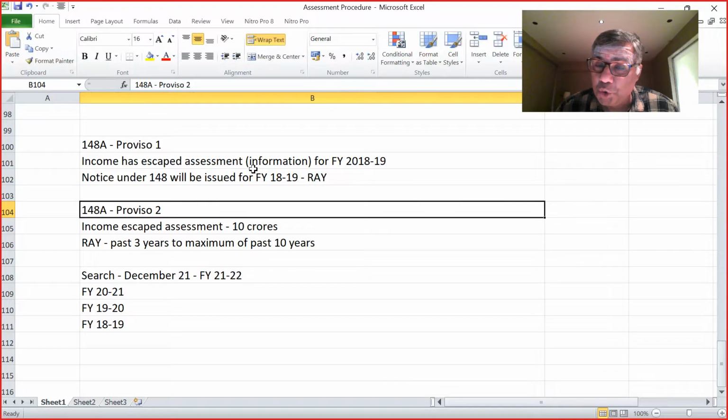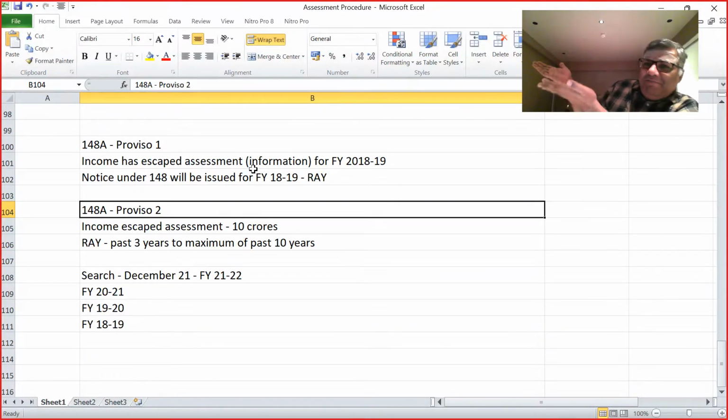148 Proviso 2. I find out in the search process, in the survey process, that there is 10 crores worth of income which is not reported, either of the assessee or of another person. The assessee says, this doesn't belong to me. This doesn't pertain to me. It belongs to him.